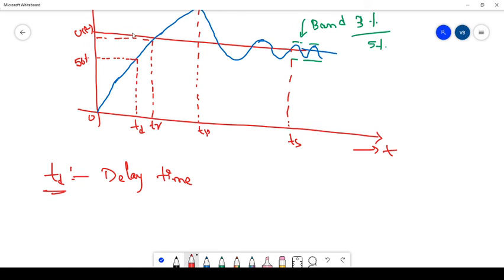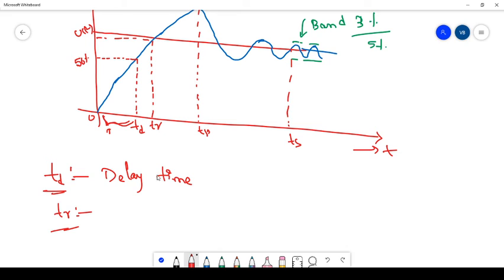Here we have an input with a red straight line. The output should reach 50% of that input signal. How much time it takes from 0 to this point is called TD. Okay, so what about TR? TR is called the rise time.